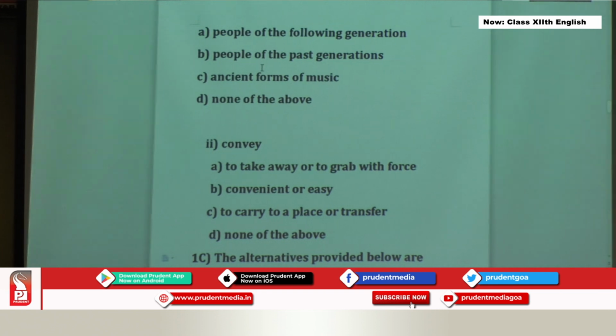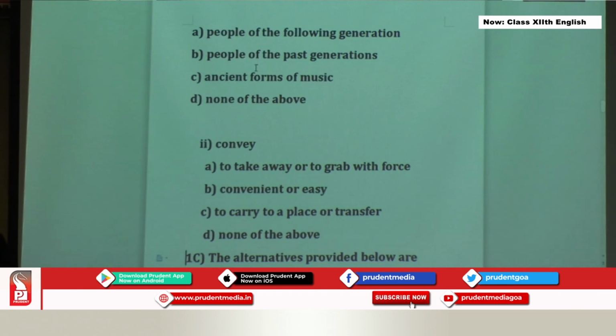So, this is how you go to the second. Look at the second sub-question, convey. Look at the B option. Convenient or easy? Convenient, C-O-N. None of the above. We'll see. Now, to take away or to carry, to give, to transfer.